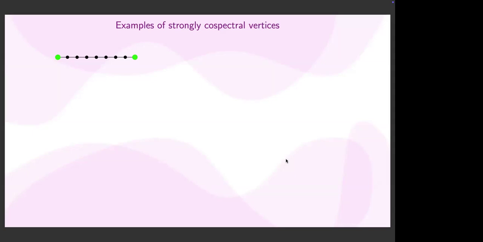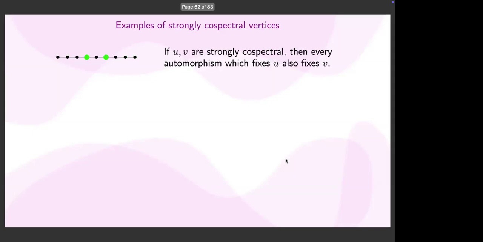So this is how they were eliminating it. And maybe the poignant thing: in the path, these pairs of vertices are all strongly cospectral. A theorem that you can prove is that if you are strongly cospectral, then every automorphism that fixes one of them also has to fix the other one.